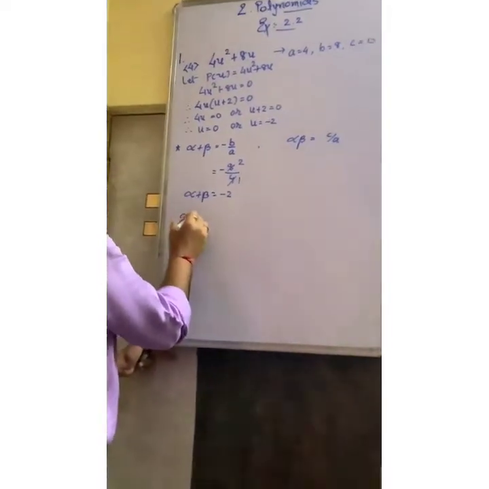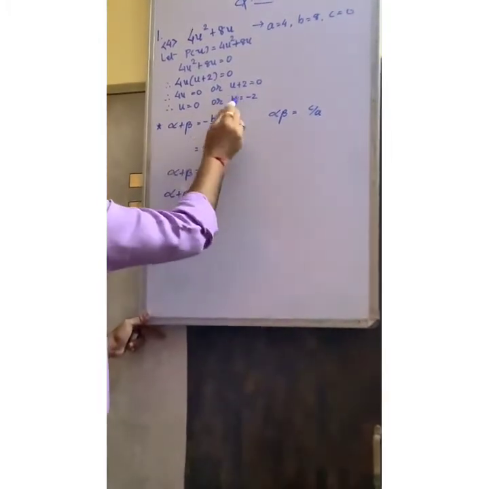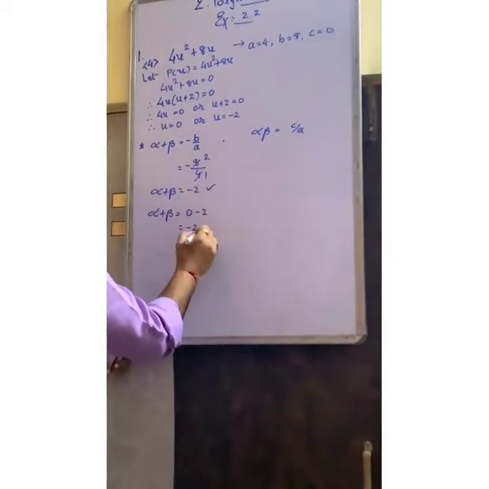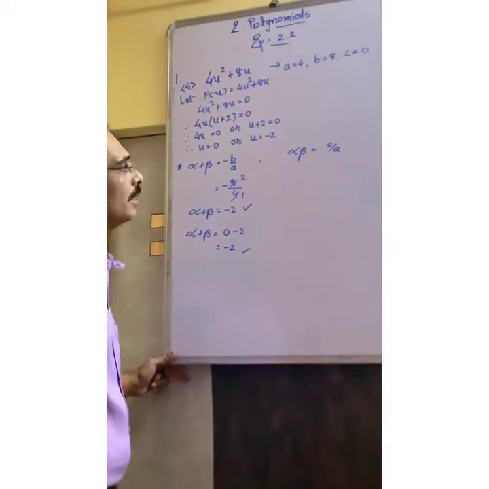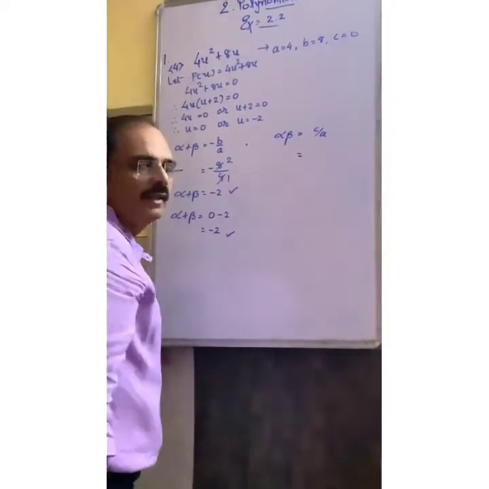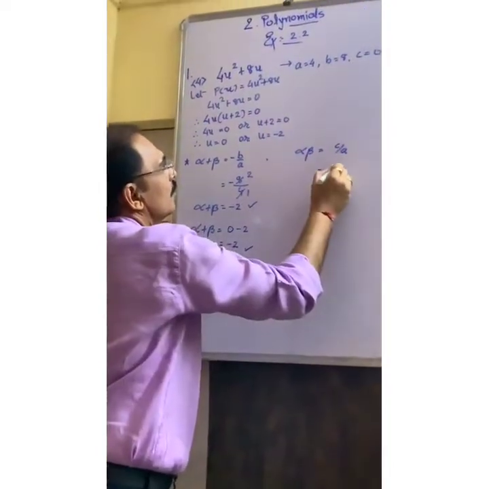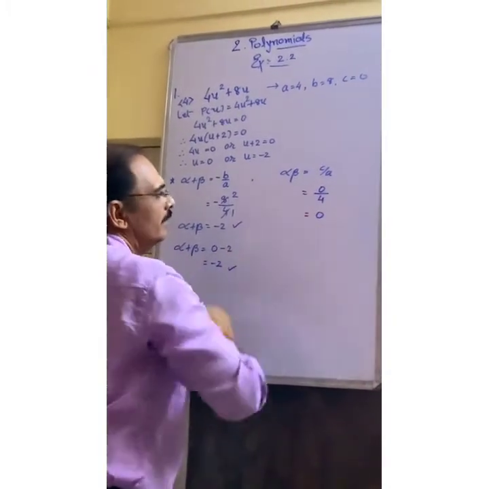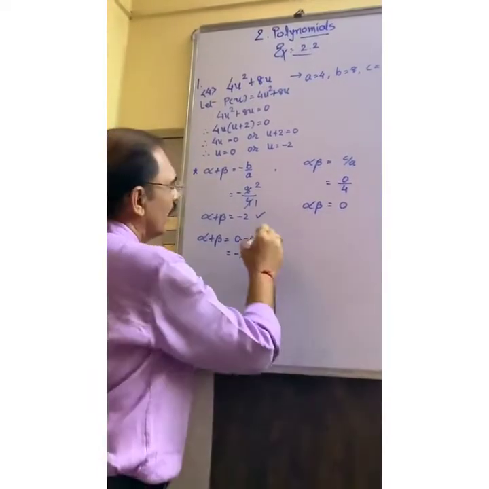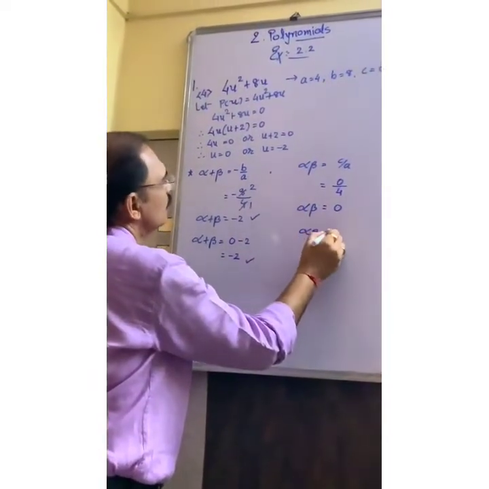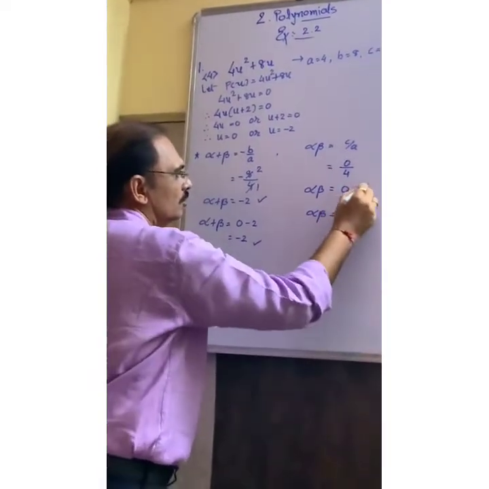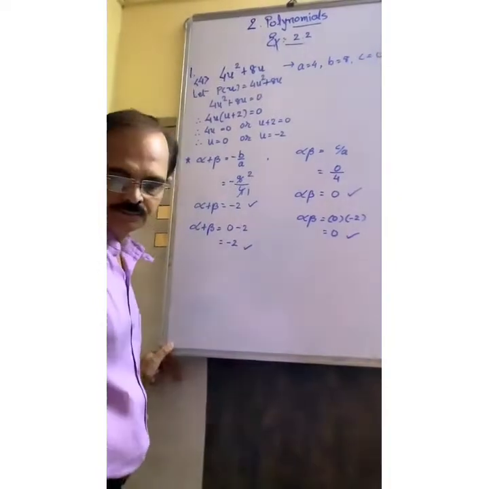According to our answer, alpha plus beta equal to, this is alpha, this is beta. So 0 minus 2 is minus 2. So according to formula and according to our answer, the verification is done. In the same manner, alpha beta is c upon a. C is 0, a is 4, 0 divided by anything is 0. So alpha beta equals 0. According to our answer, alpha is 0, beta is minus 2, 0 into anything is also 0. So verification is done.